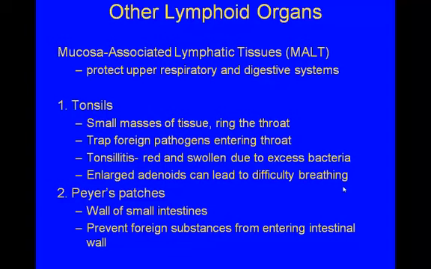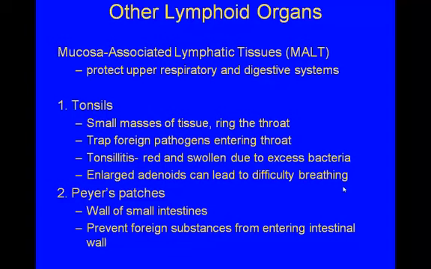All right, some of the other lymphoid organs, you have MALT, mucosa-associated lymphatic tissue. This helps protect the upper respiratory and digestive systems. You have tonsils, which are small masses of tissue that ring the throat. They help trap foreign pathogens entering the throat. Tonsillitis is red and swollen due to excess bacteria. And then enlarged adenoids can also lead to difficulty in breathing.